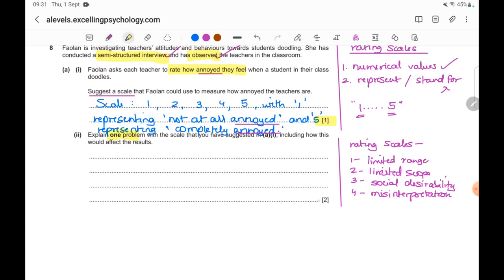Let's see how many marks this question is for. It's for 2 marks. So 1 for naming any of these issues, as always, and the second for connecting it with the scenario given. As of now, I'll take up the first problem, limited range, and this is what I'll discuss here. So I'll say one problem is the limited range of responses.